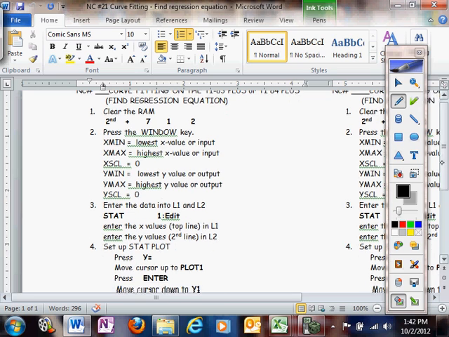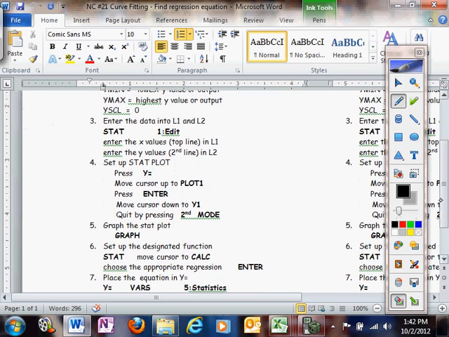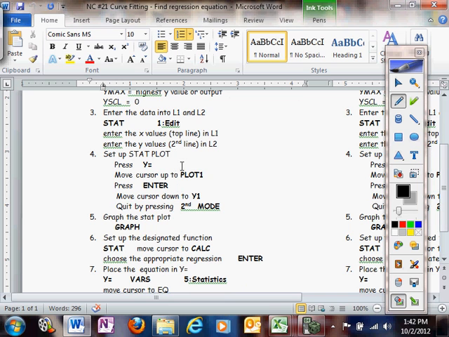Number 4, you want to turn on your scatter plot. The easiest way to do that is when you go to Y equals, right up above Y equals, you'll see plot 1, plot 2, and plot 3. You'll go up to plot 1, just scroll your cursor up there and hit enter, and it'll highlight it, and go back down to Y1, and your scatter plot is turned on. Then you want to graph the data, and you'll see the graph.